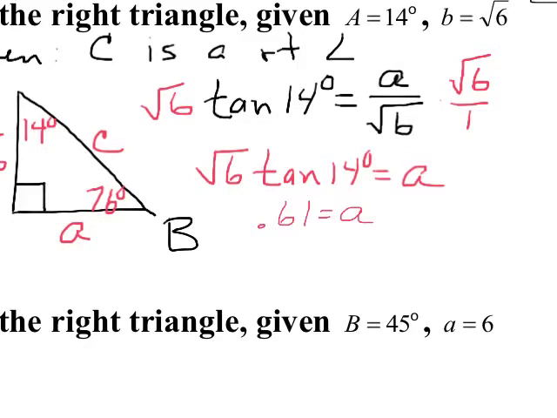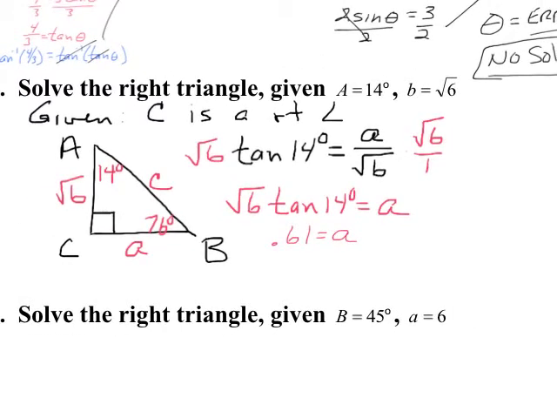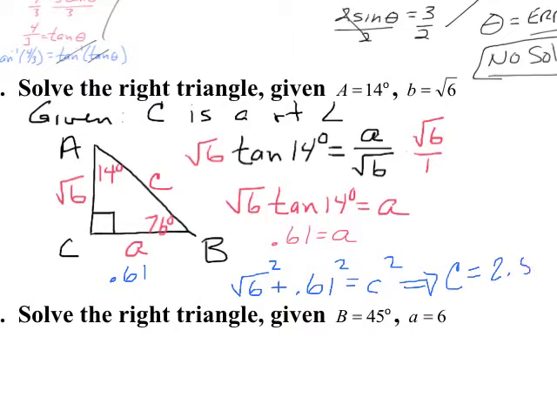Okay? So, what then? Well, in order to figure out the last part, that angle C, you could do a couple things. You could do another trig equation. You could also, since we now know that this is 0.61 right here, do the Pythagorean theorem. I could very easily set up root 6 squared plus 0.61 squared equals C squared. Let me just type it into my calculator real quick. And we come up with C is 2.5.